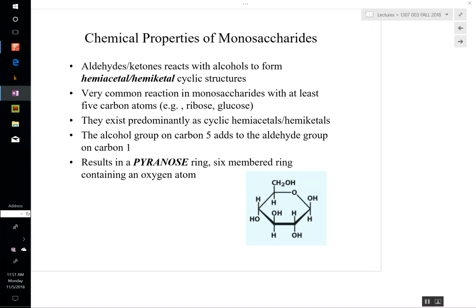Everybody with me? Now try to go ahead and do that. React the OH of carbon number 5 with the carbonyl that's at the top of your glucose and see if you can come out with something that looks like this. Yeah, you use the chiral carbon. No, don't use the 6th one. Do the 5th one. Leave that 6th one out there.